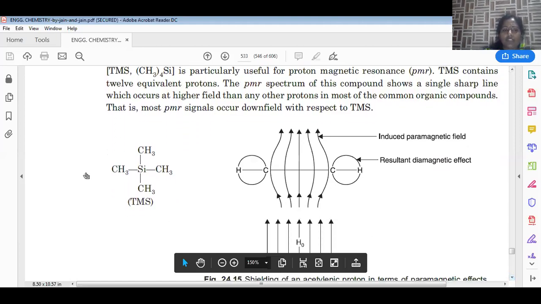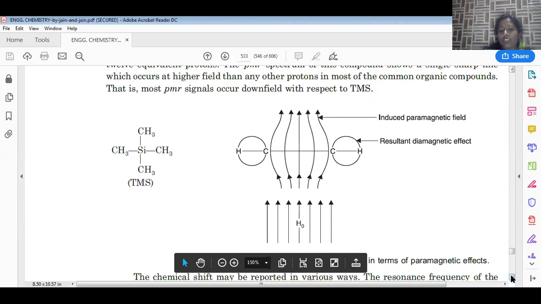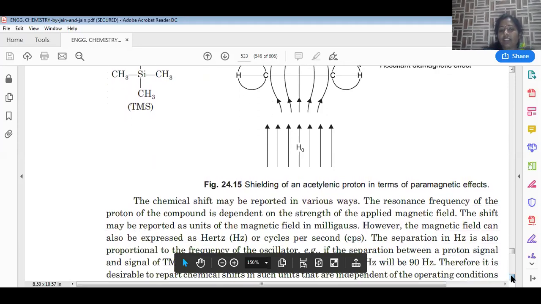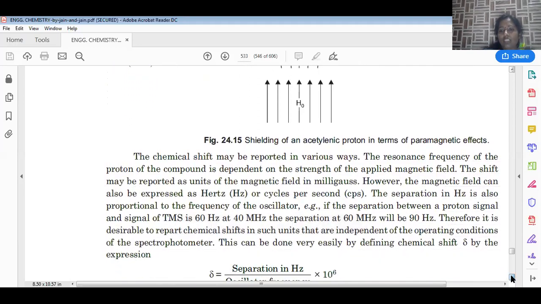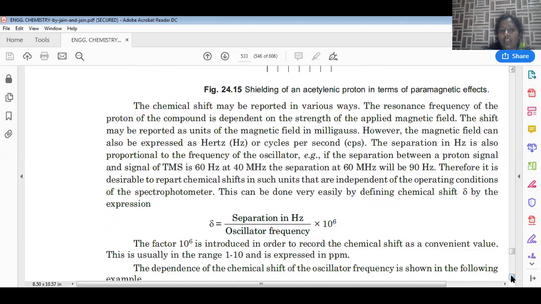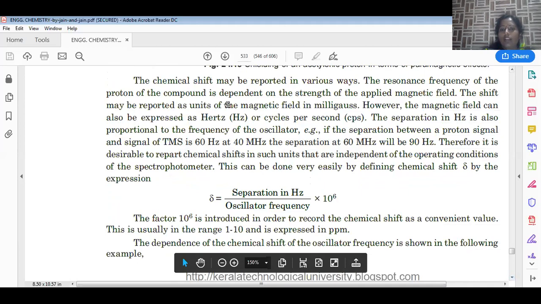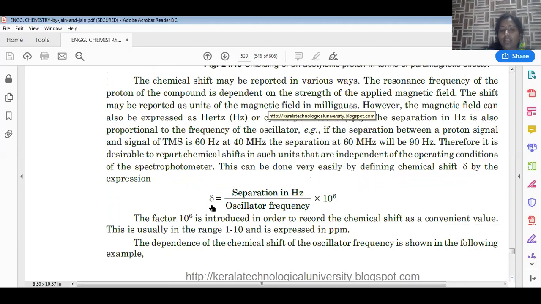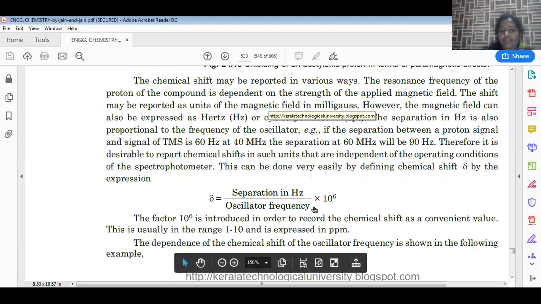So this is the structure of tetramethylsilane, silicon surrounded by 4 methyl groups in a tetrahedral structure. The induced magnetic field and the resultant magnetic field are in opposite directions, hence it is the shielding effect. The shielding effect is present in the molecule, which is why it always appears at upfield. And we already know that the NMR spectrum is measured on the delta scale. This delta is given by separation in Hertz divided by oscillator frequency, times 10 to the power of 6. By using this formula, it is possible to calculate the delta value.